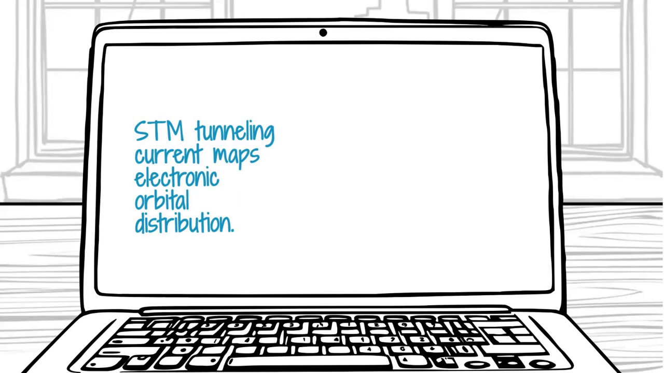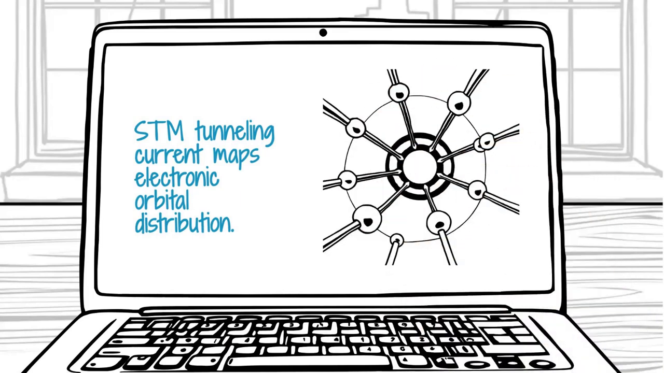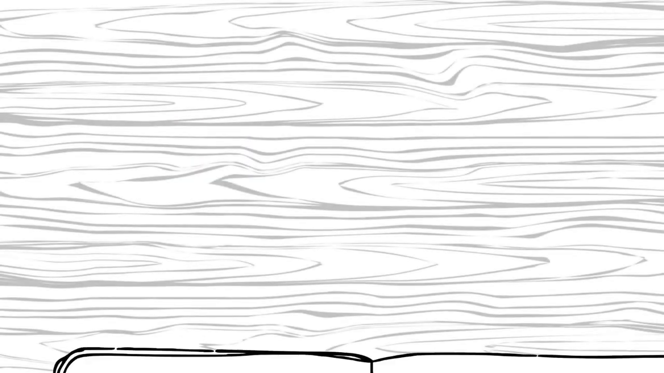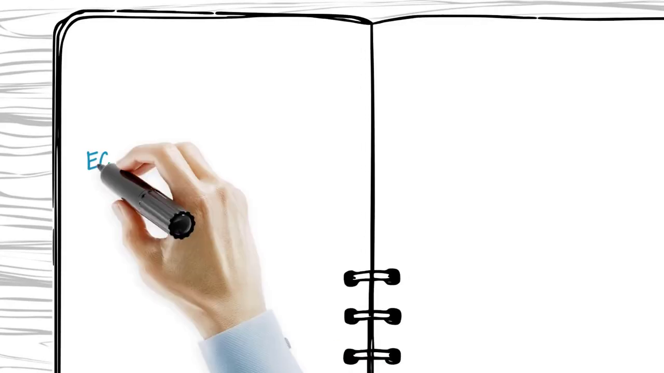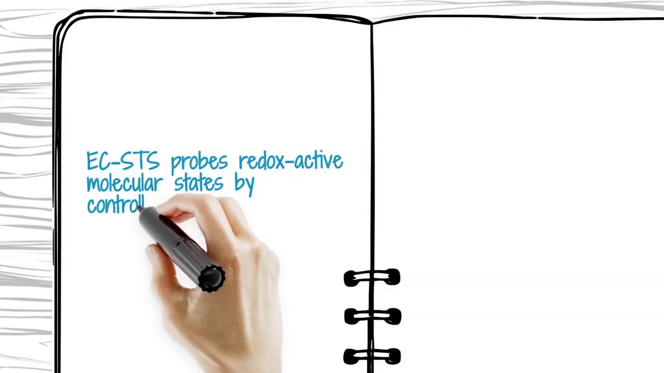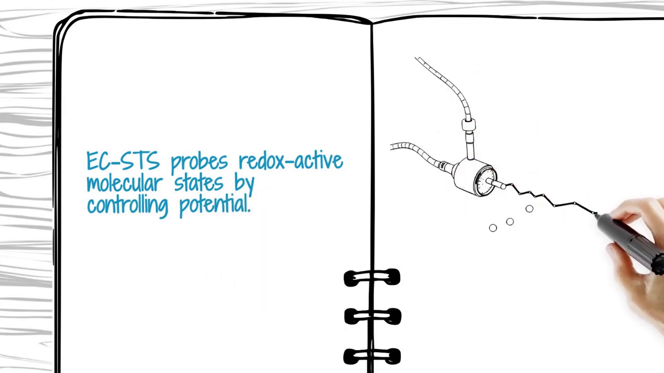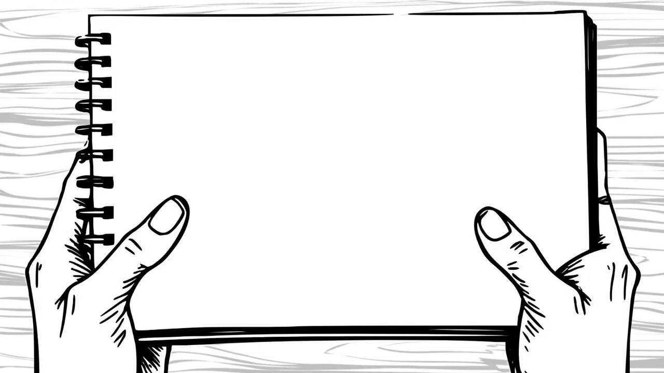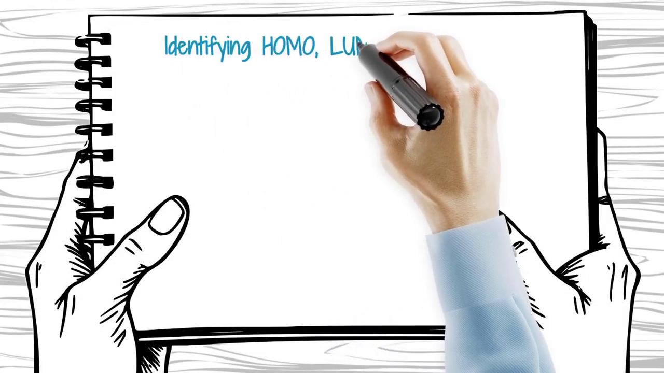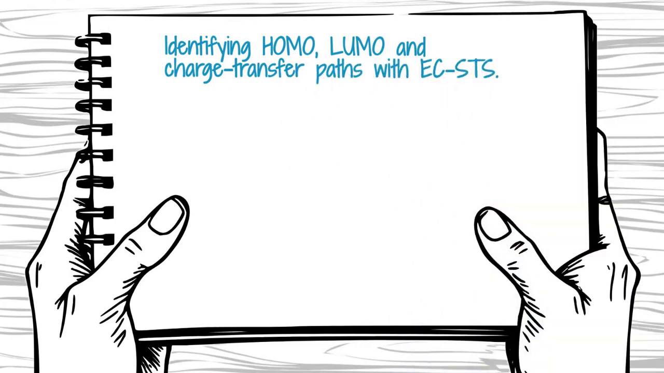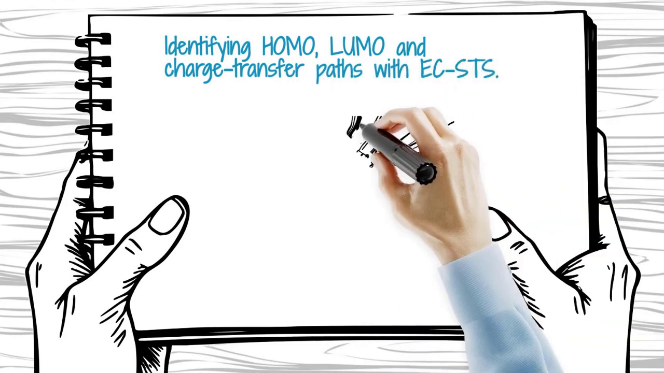As the bias voltage is swept, electrons tunnel into or out of occupied or unoccupied molecular orbitals, allowing orbital mapping. In ECSTS, this information is obtained while controlling the electrochemical potential, making it possible to probe redox-active molecular states. Such measurements reveal how oxidation or reduction modifies the molecule's local electronic structure. The results can be used to identify frontier orbitals, HOMO, LUMO, and charge transfer pathways at the molecule-electrode interface.